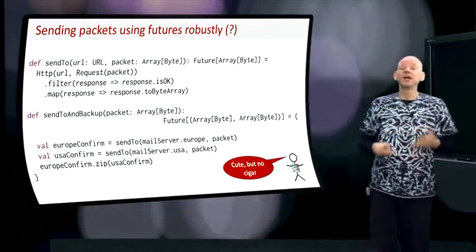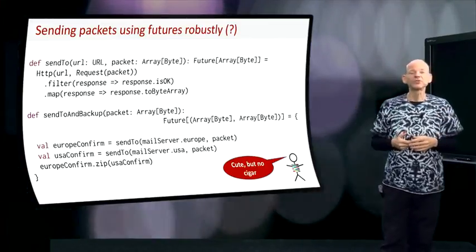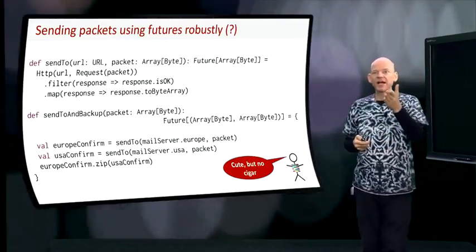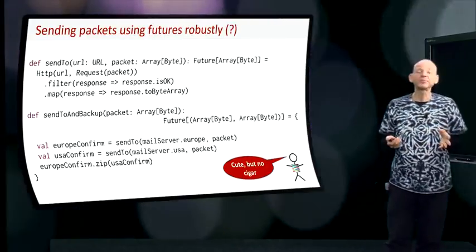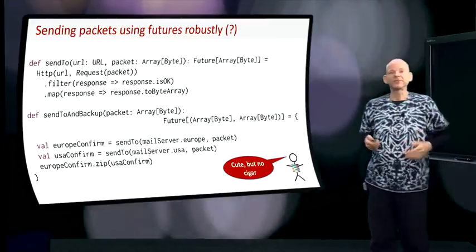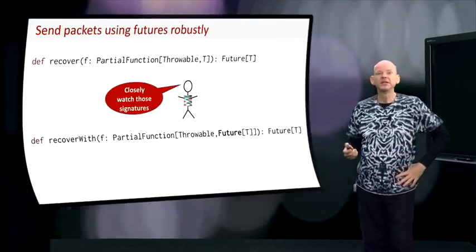So even though I'm doing a lot of work to send this packet to both Europe and the US, it doesn't help me because the zip will fail when one of them fails. So, all right, this is not very resilient.